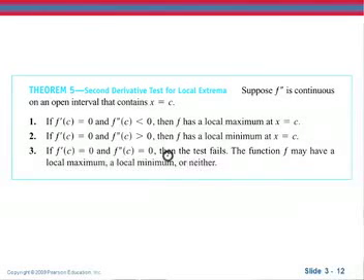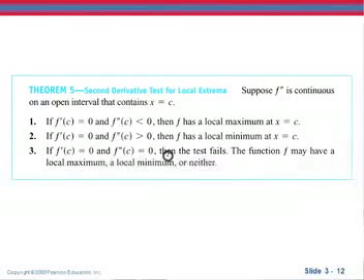Okay, we're still talking about concavity and curve sketching. We want to talk about the second derivative test for local extrema. Suppose that your second derivative is continuous on an open interval that contains x equals c. If f prime of c is 0 and f double prime of c is less than 0, then f has a local maximum at x equals c.